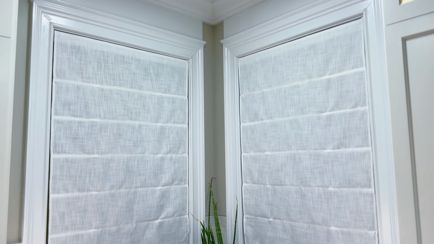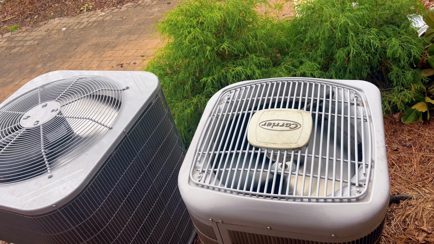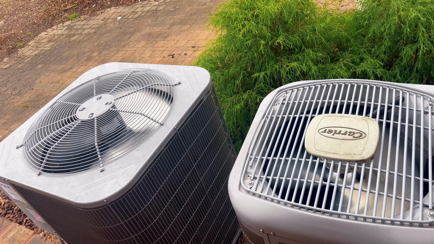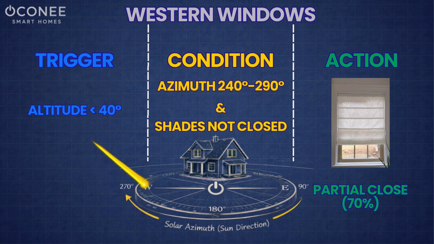Morning sun from the east is mostly just glare. The real thermal punishment comes in the afternoon when the sun hits our western windows. By this time of day, the sun sits higher in the sky and shines deep into the rooms. To prevent overheating and AC spikes, we'll adjust the automation. Set the azimuth to 240 to 290 degrees, and we'll use a slightly higher altitude since the sun sits higher in the sky and is more intense.